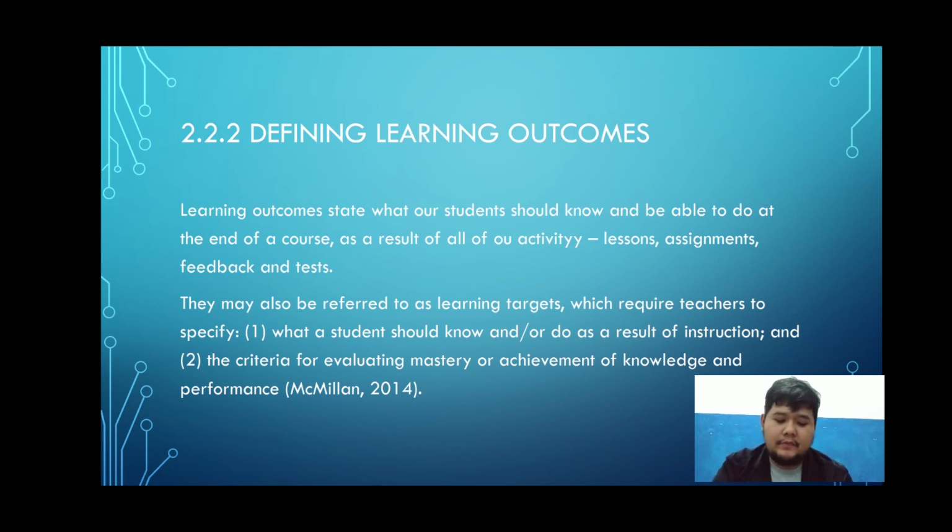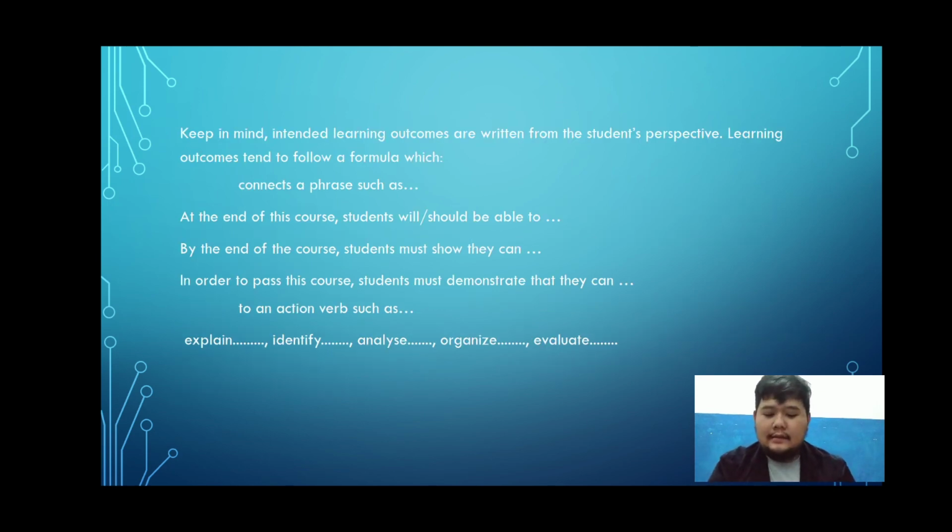They may also be referred to as learning targets, which require teachers to specify first what the students should know and or do as a result of instruction, and second, the criteria for evaluating mastery or achievement of knowledge and performance, stated from Macmillan 2014. Keep in mind, intended learning outcomes are written from the student perspective.